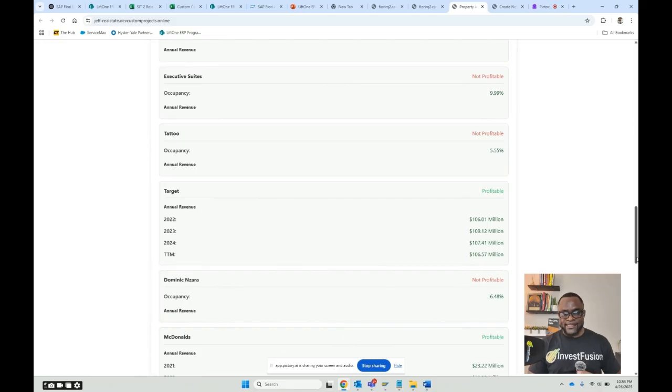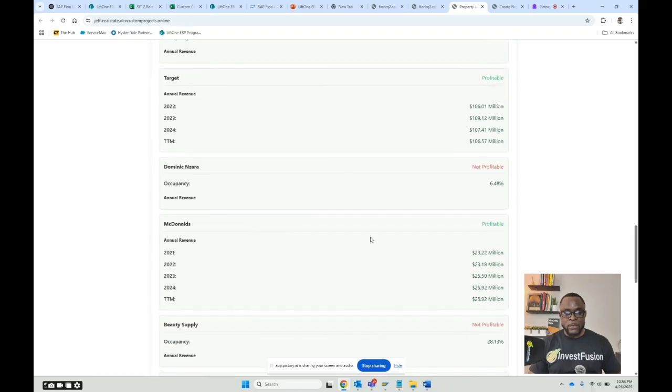Now, for Target, it says Target is profitable. Guys, this is amazing. Just look at this. It breaks down Target's annual revenue, and it gives us the 2022 revenue of 106.01 million, 2023 for 109, 2024 for 107, and then the TTM for 106.57, and gives it a green check for being profitable. So you know one of the tenants that is very profitable. For Dominic Nazra, occupancy is about 6.48%.